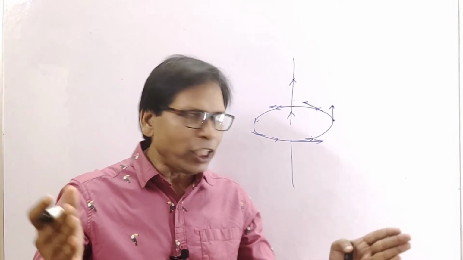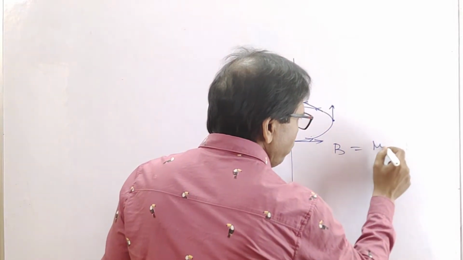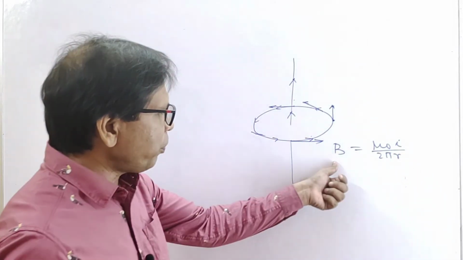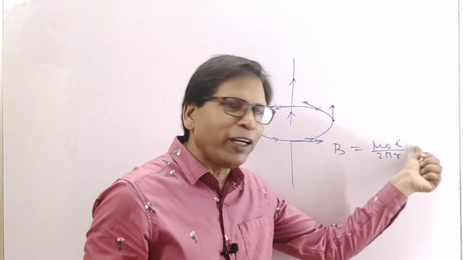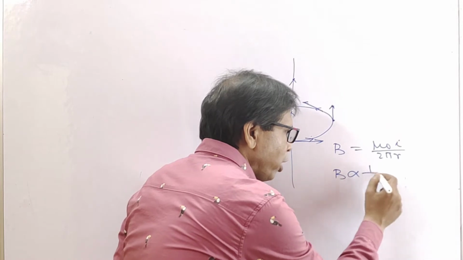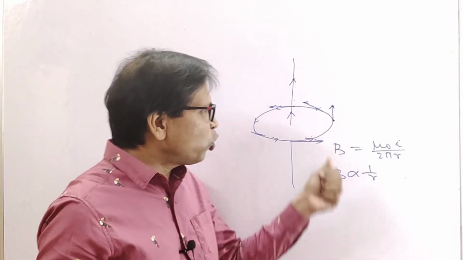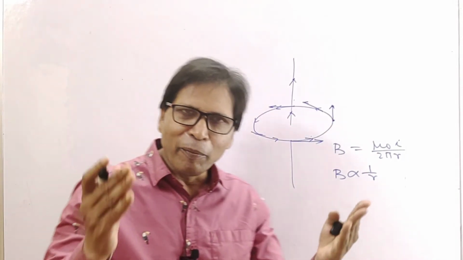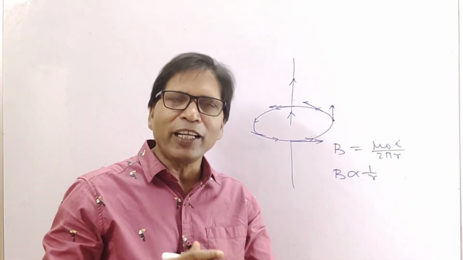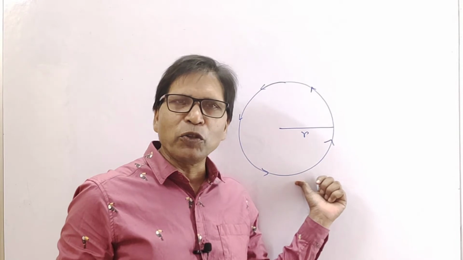The magnitude of magnetic field due to a straight conductor is given by B equals mu naught I divided by 2 pi r. That is, magnetic field is directly proportional to the current through the conductor, and magnetic field is inversely proportional to the distance of a point from the conductor. Okay, so greater the distance from the conductor, the weaker the magnetic field. The more current flows through the conductor, the stronger the magnetic field. Okay, understood?